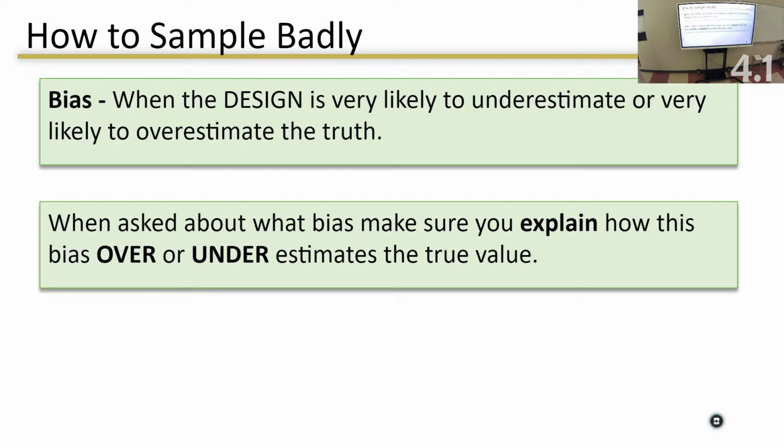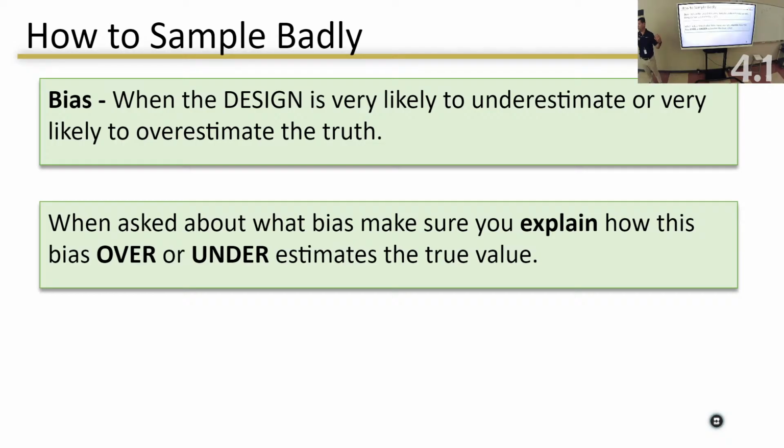When you're asked about bias, make sure you mention that it's likely to over- or underestimate. That's the rubric they're going to look for. So what type of bias could have occurred? There's a bunch of different ways, but you have to tell me which is likely to overestimate. My sample came from a junior-senior class, which is likely to overestimate the truth. That would give you full marks.